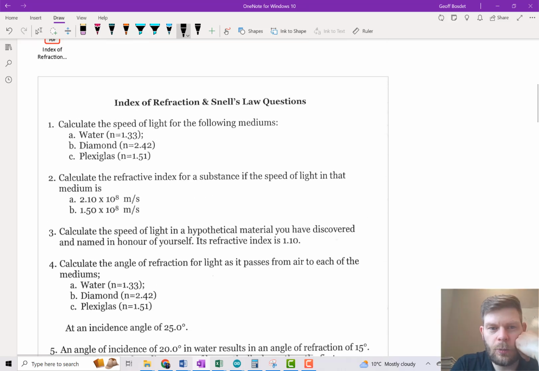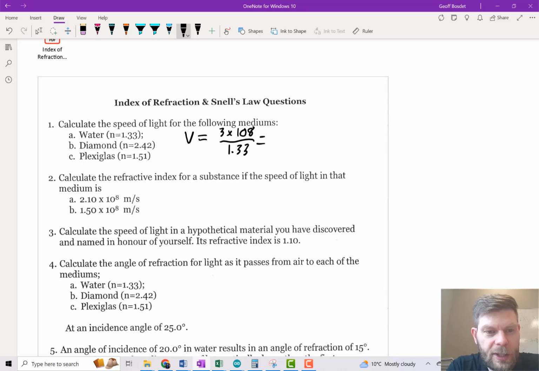Like an example here, we want to know the speed of light for the following mediums. For water, you'd say my velocity in water is equal to C over N, where C is 3 times 10 to the 8 and N is 1.33. That would equal the speed of light in water. And then you can do the same thing for diamond and plexiglass.